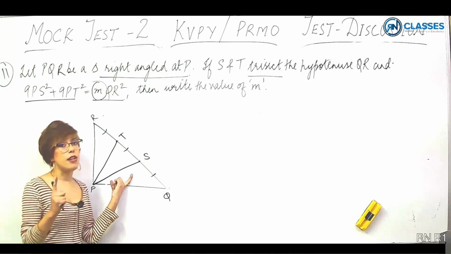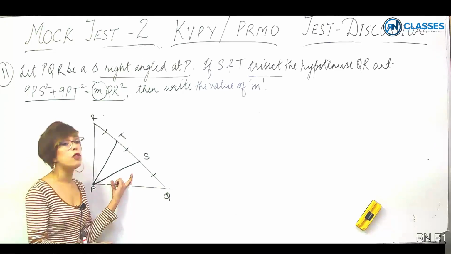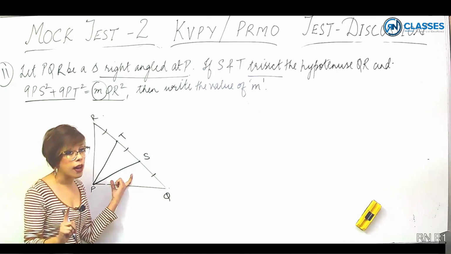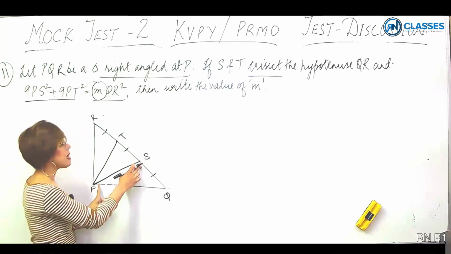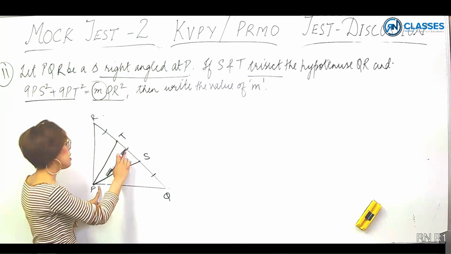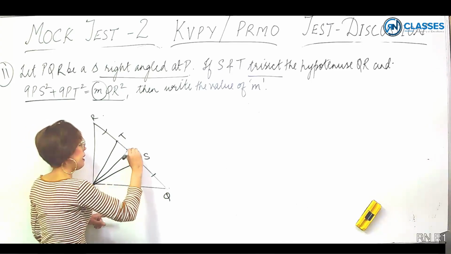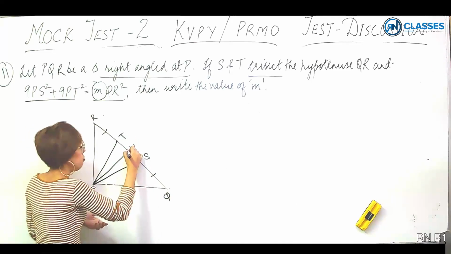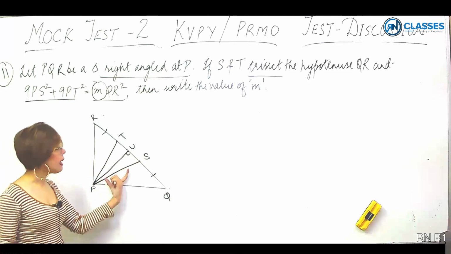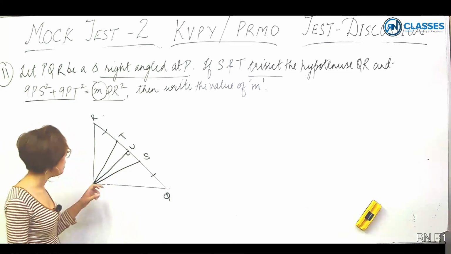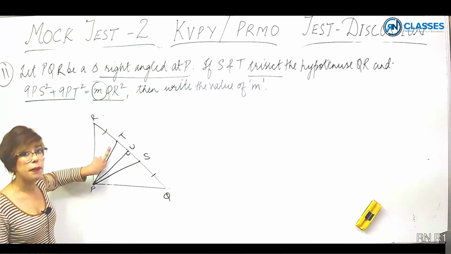PS square I need. That means I need a right triangle. Can you see a right triangle where PS is the side? Absolutely not. That means you need to drop a perpendicular. Now, you want PS as the side of the right triangle. So what I'll do is, I will drop a perpendicular from P. Let this point be U. As you can see, PUS is a right triangle and I can get PS square. Similarly, PUT is a right triangle and I can get PT square.